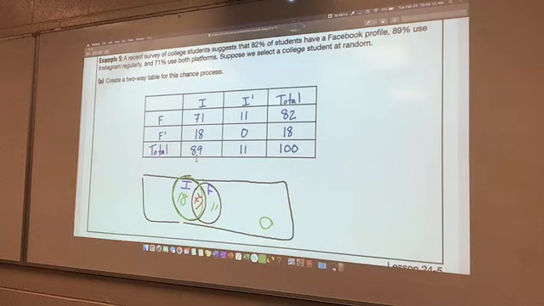How do I read Facebook and Instagram? Facebook is here, Instagram is here. They both intersect at 71, so 71 over 100 is 0.71.